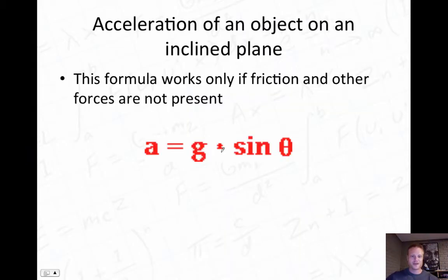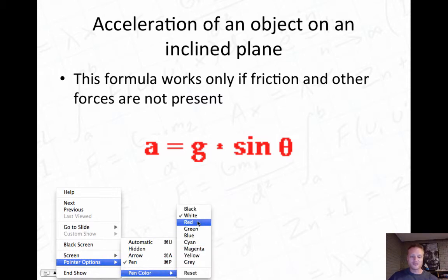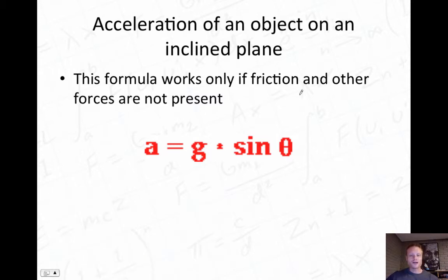Let's move on. This formula can be useful, or at least you may find it useful. It works only if friction and other forces are not present. So basically the only force acting on this object would be the force of gravity. So let's say I put a box on an inclined plane, and I tell you the mass of it. You can use this formula to figure out the acceleration of the box. The thing is you need to basically figure out that angle that we just talked about in the triangle.